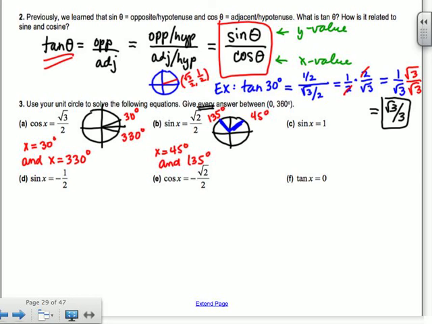All right, this next one only has one answer. See if you can sketch it out and think about what the answer is. So sine is equal to 1. 90 degrees, that's exactly right. Because it's that point up there, right? That's the point 0, 1, so the sine value is 1 there. That's the only place where you have a sine of 1. So x equals 90 degrees.